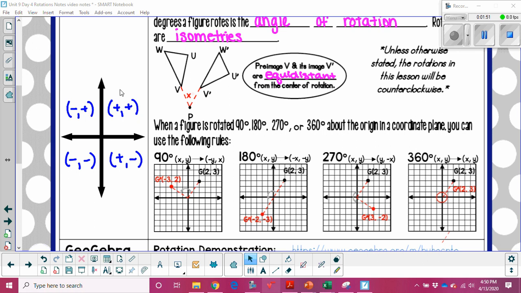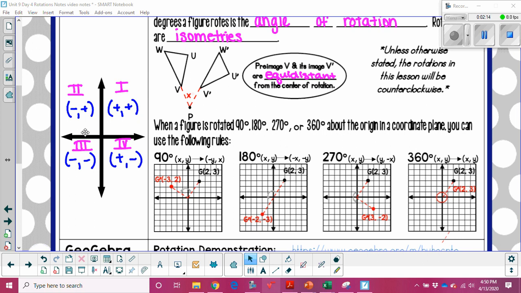Okay, so we know that this right here is quadrant 1. And we know that this right here is quadrant 2. This is quadrant 3. And this is quadrant 4. It just goes counterclockwise, starting right here in the upper right corner. So the signs for X and Y when you're in quadrant 1, if you're plotting a point up here, the X is positive and the Y is positive.